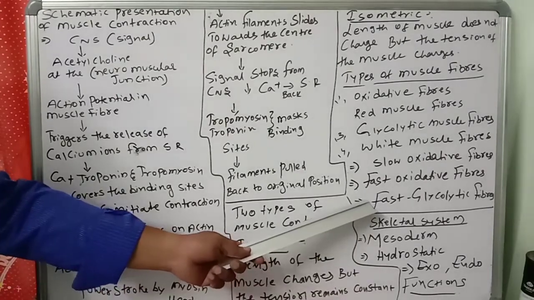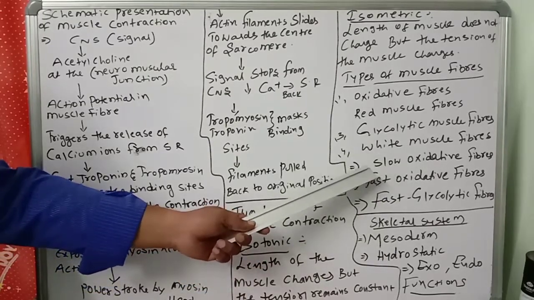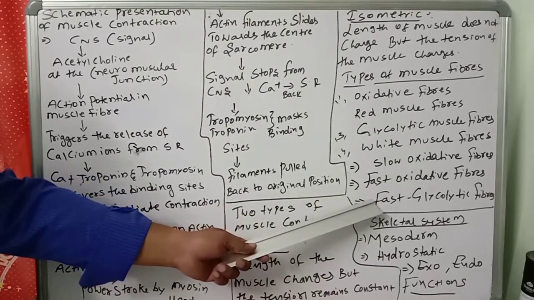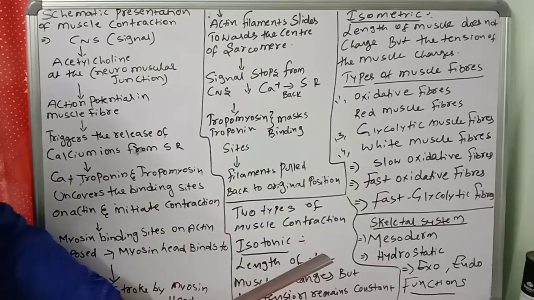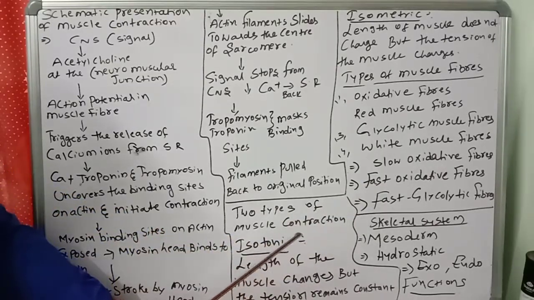Here the source of ATP is glycolysis. Okay, here ATP hydrolysis, but here ATP glycolysis. These fibers are best suited for rapid, intense actions such as a short sprint at maximum speed. So, short sprint and maximum speed.